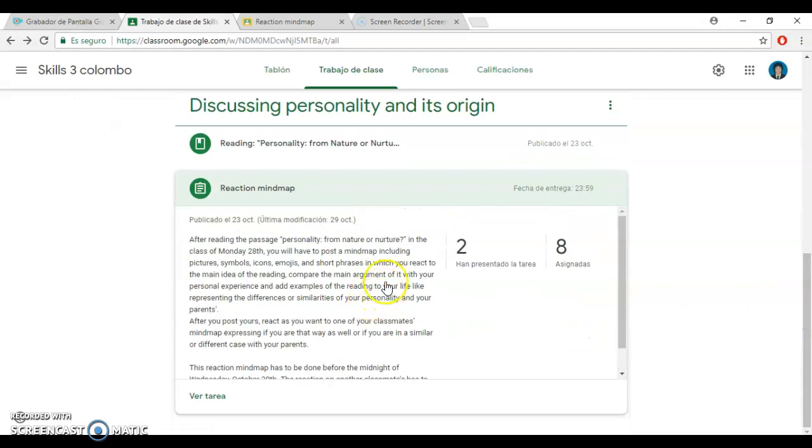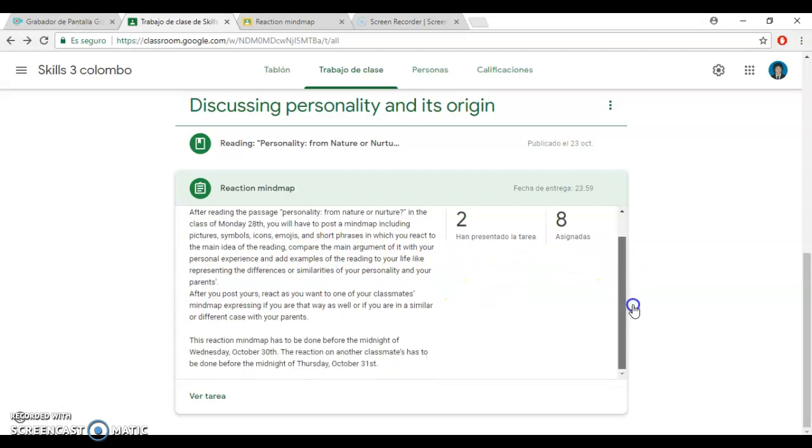They had to make meaning out of the reading and redesign their meanings through a mind map in which they included pictures, symbols, icons, emojis, and short phrases, reacting to the main idea of the reading and comparing the main argument with their personal experience, because it was about personality. So they had to say if they had differences or similarities with their parents' personalities.